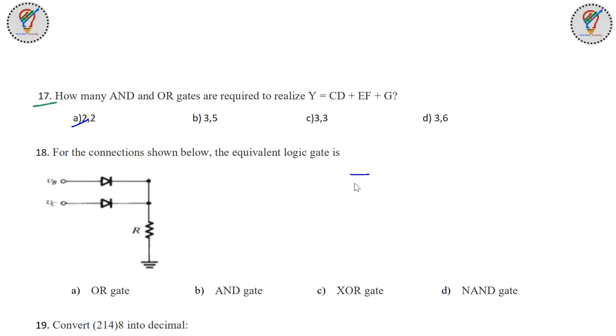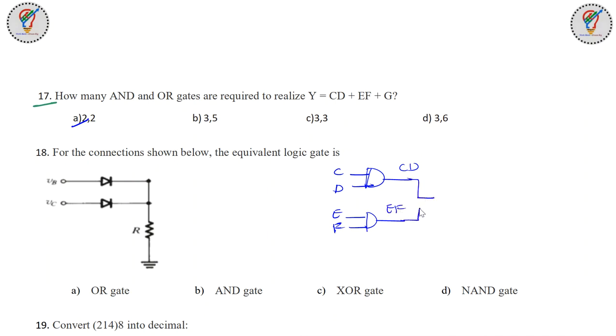First, I will take an AND gate. If I take an AND gate, the inputs must be C, D here, so that I can get CD. Next, I will take one more AND gate here. I will give E, F. The output from these two gates will be CD and EF here.